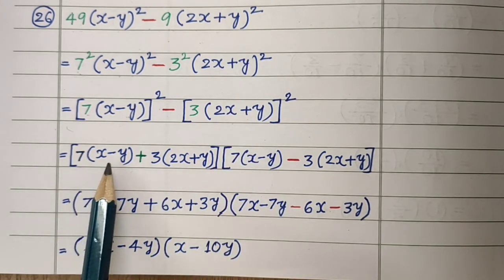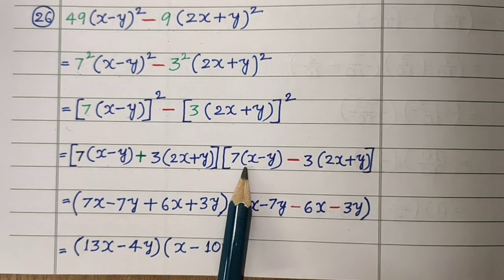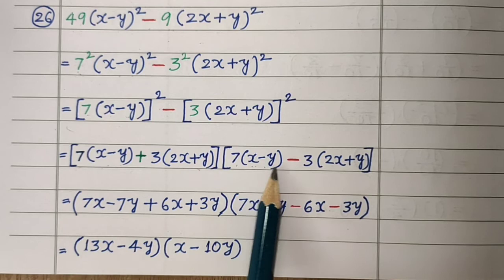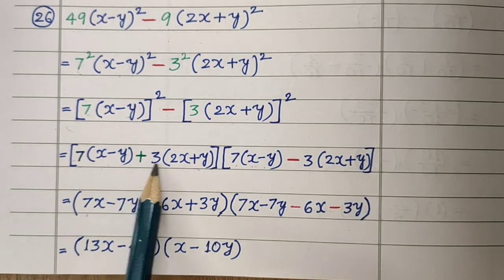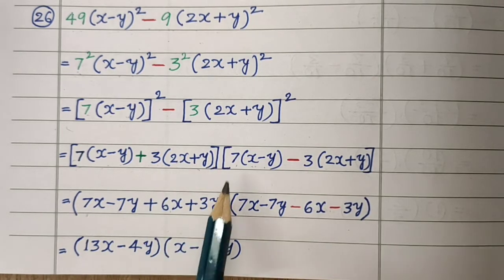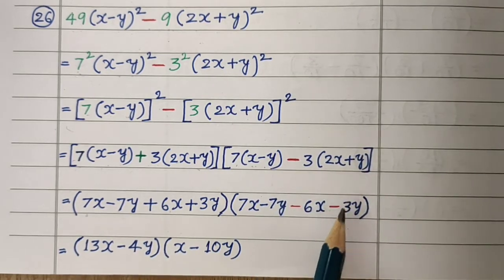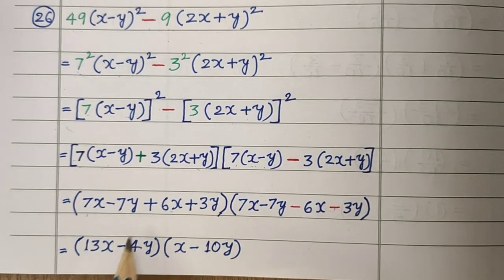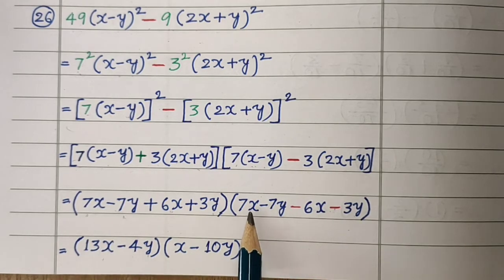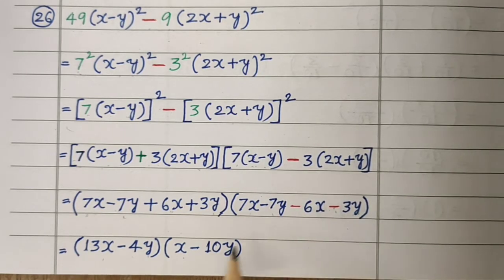In place of a + b we have 7(x − y) + 3(2x + y). In place of a − b, 7(x − y) − 3(2x + y). You multiply this: 7x − 7y, 3 into 2x is 6x, plus 3y; 7x − 7y − 6x, minus into plus is −3y. So add simple things: 7x + 6x is 13x, −7y + 3y is −4y; 7x − 6x is x, −7y − 3y is −10y.